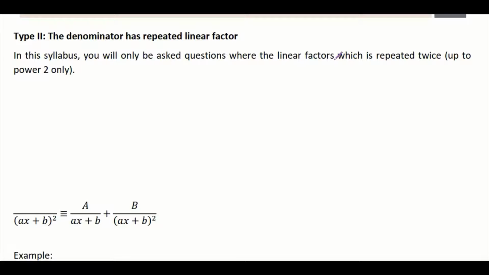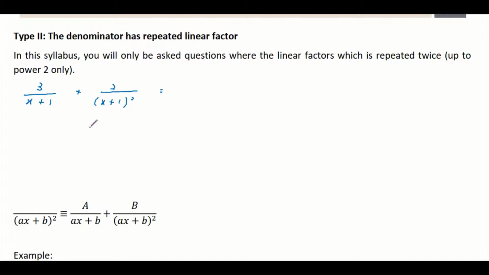Okay, same thing, I will try to explain to you where the formula comes from first, just by doing an example here. Let's say I have something that is 3 over x plus 1, plus 2 over (x plus 1) squared.